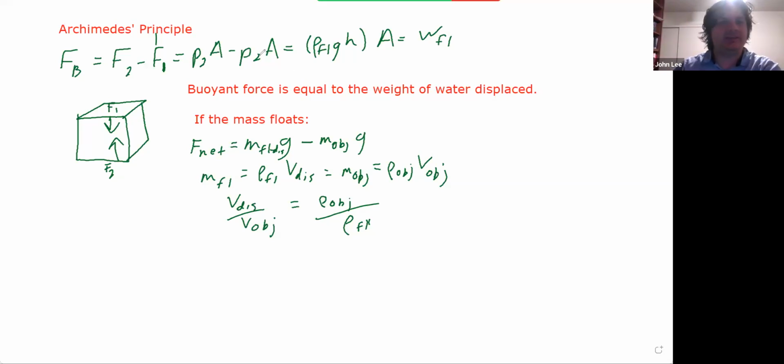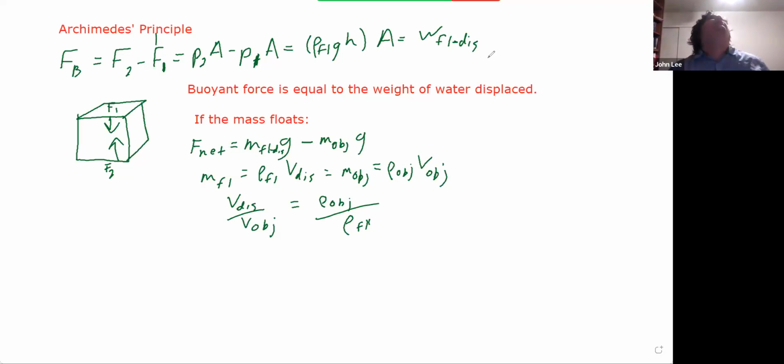So it's P2A minus P1A, which is equal to rho of fluid, rho of the water or the gas or whatever fluid you're looking at. Not gas. Gas is in gasoline, not gas in the gas state of matter. Rho fluid times G times H times A, which is equal to the total mass of the fluid displaced times G. So buoyant force is equal to the weight of the water displaced.